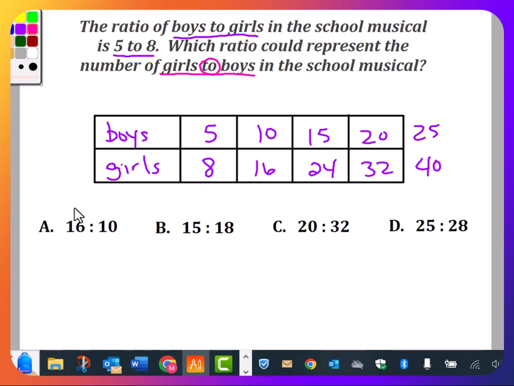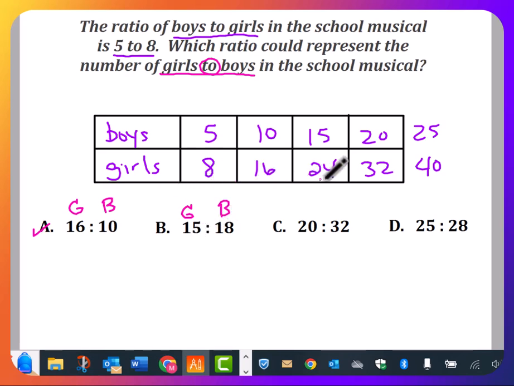Well, I have 16. I'm going to put a G for girls to boys. 16 girls to 10 boys. Is this equivalent? Yes, this one is equivalent. What about the 15 to 18? 15 girls to 18 boys?